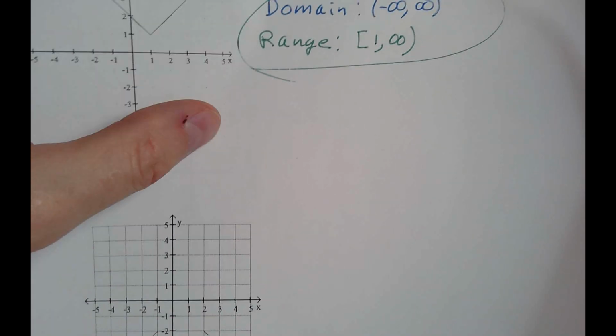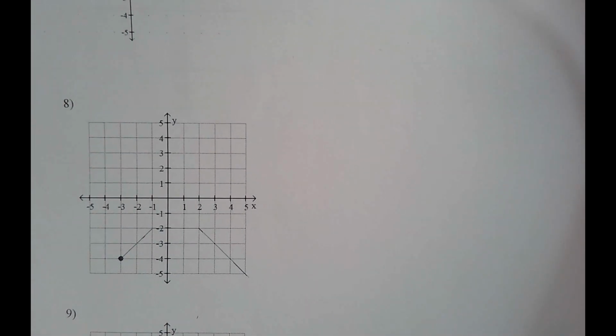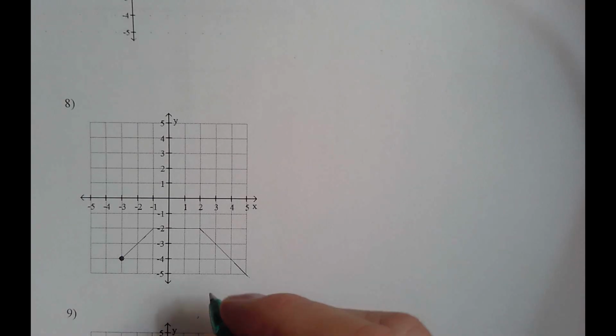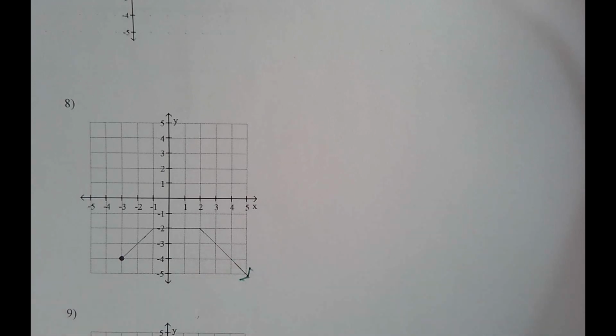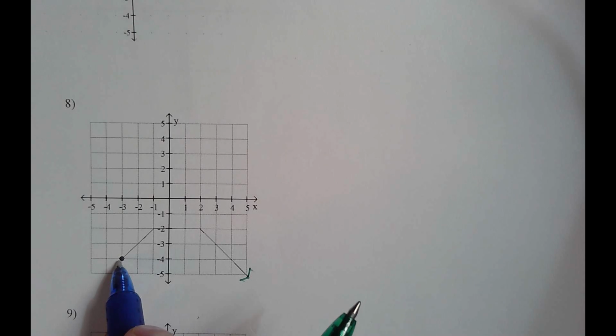Let's try this one. Again, we're going to make an assumption that there is an arrow here, so that goes on forever. So doing our domain from left to right, this is going to start at negative 3, and then it's going to go on forever.